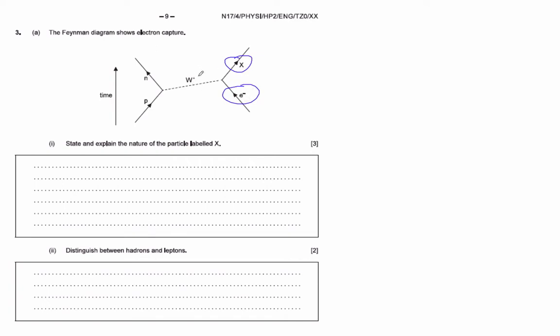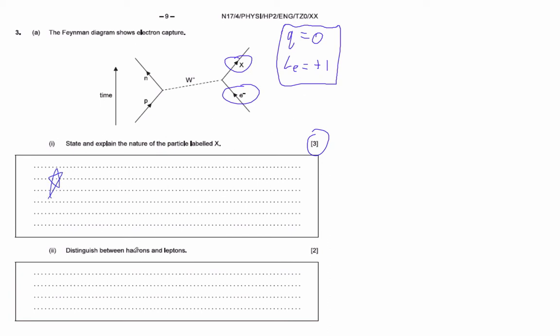But a positive and a negative would be what? What's the charge on that? So Q for that particle is going to be 0, but it's got to have a lepton number of positive 1. And there's only one thing that doesn't have charge but has a lepton number of 1. So state and explain the nature of it. It has to be neutral. It carries a lepton number, therefore it must be a neutrino.